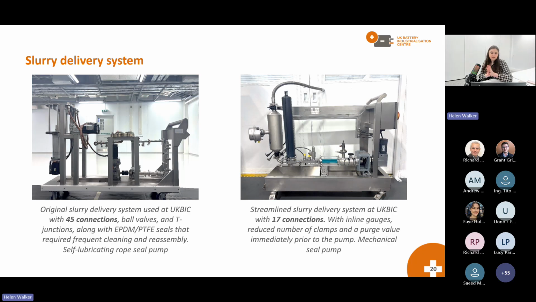The other difference between the old and new system that we have at UKBIC is that the previous system had a rope seal type pump. Now, this works by allowing some leakage of the fluid, and that's what lubricates the pump. Now, wherever you are allowing intentionally some leakage out of your system, there's always the risk that air can get in. We've now moved to a mechanical seal pump.